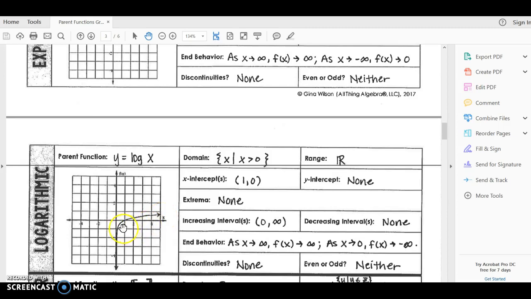End behavior: as it goes to the right, it's going up. Your y's and your x's are going up. As you go towards 0, it's going towards negative infinity.